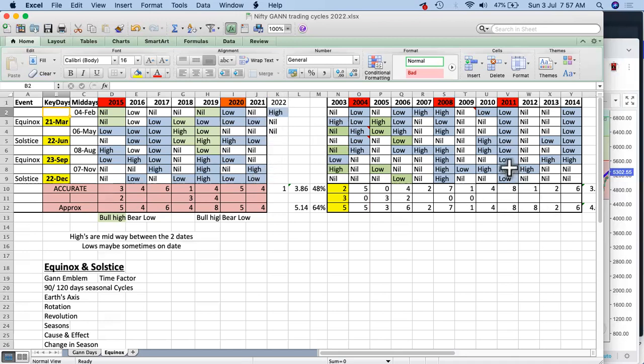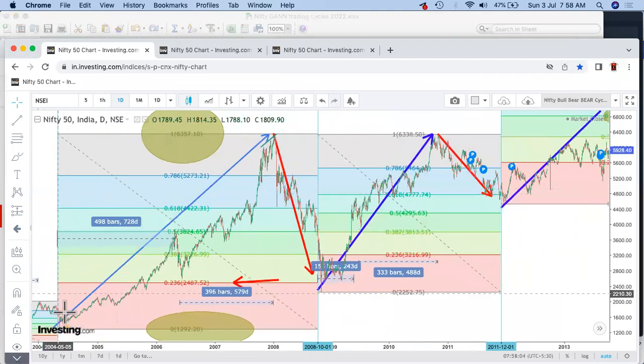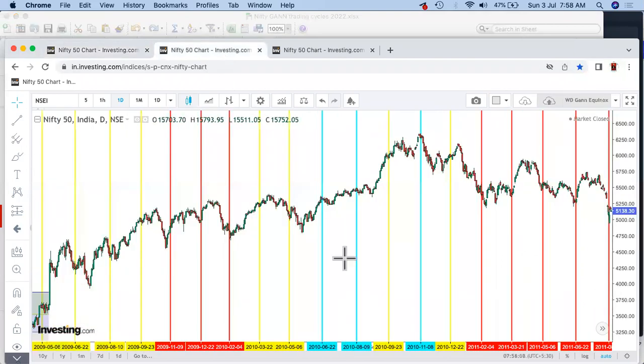So let's start with January 2010, right? For the dates which are there for Equinox Solstice, I'll request that you go through the previous webinars so that you'll be able to understand things clearly. I've considered two charts. One is the regular monthly chart that we have of the entire bull and bear cycle, and second is our regular daily chart, right? So we'll start with the daily one.